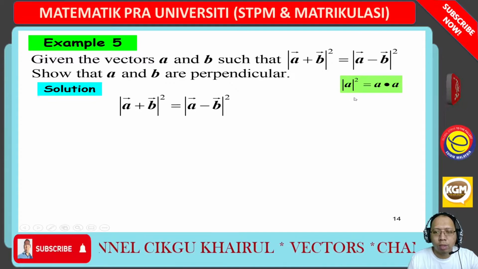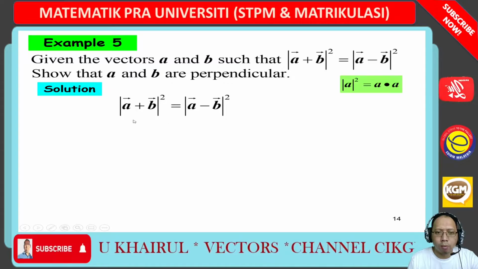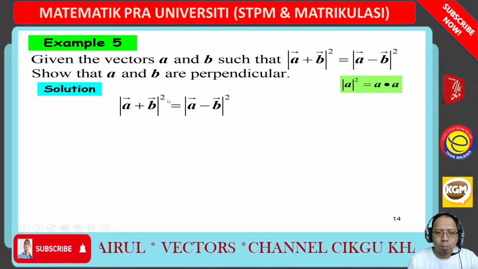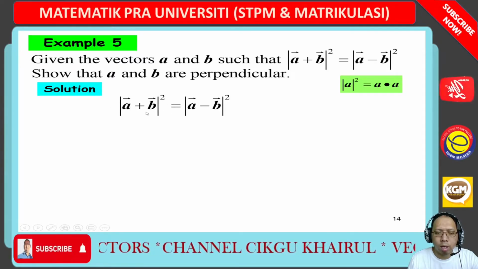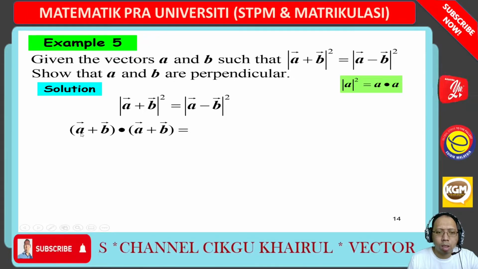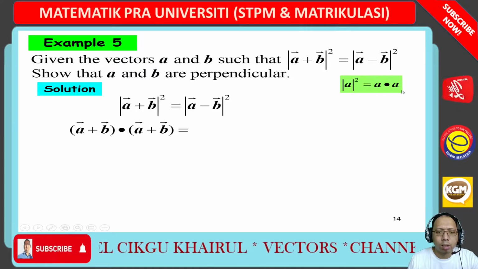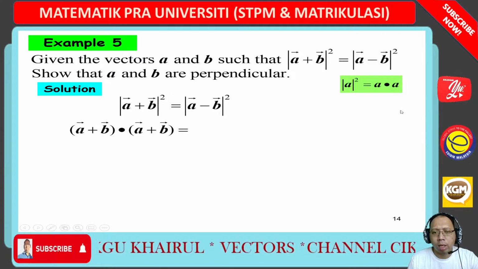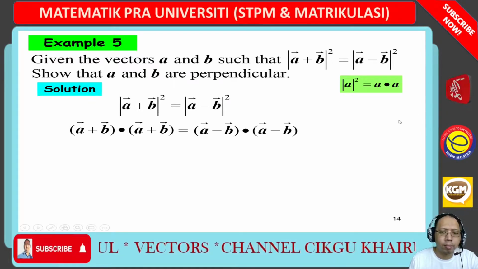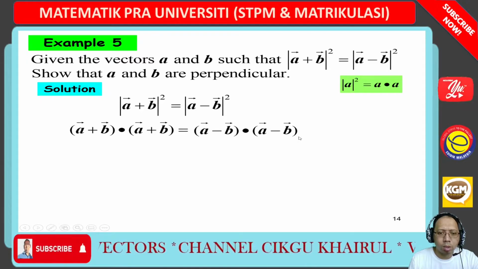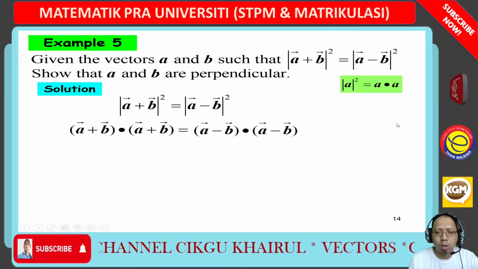So according to the first property, magnitude squared equal to A dot A. So for this case, the magnitude A plus B squared, meaning that we can rewrite the left hand side equal to A plus B dot A plus B according to this property. Okay, same for the right hand side, we rewrite as A minus B dot A minus B. Okay, the same property. So what happened to this left and right hand side when we do the dot product?